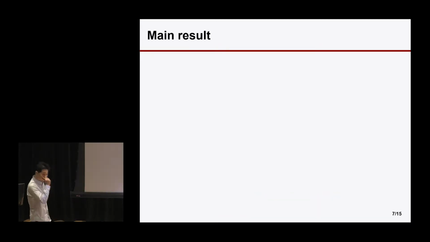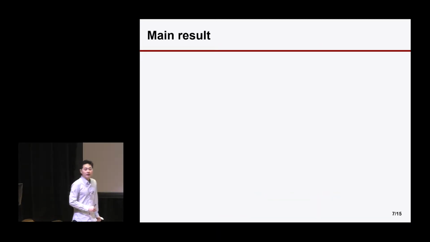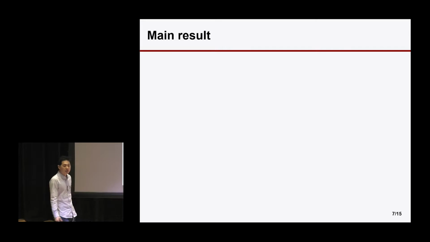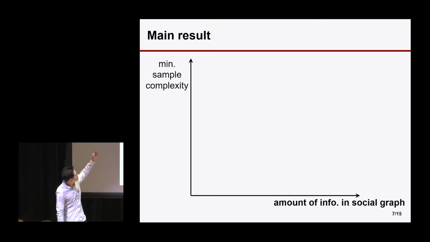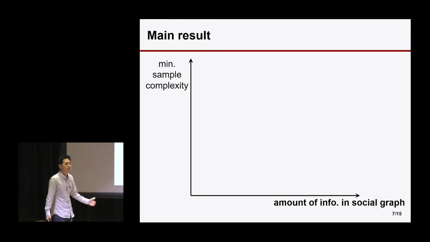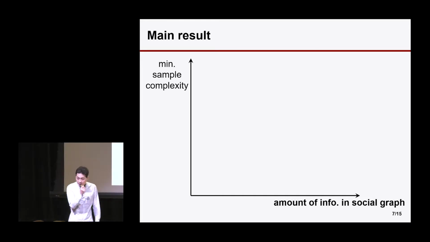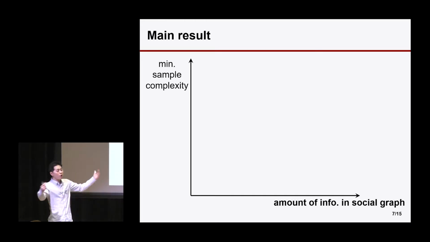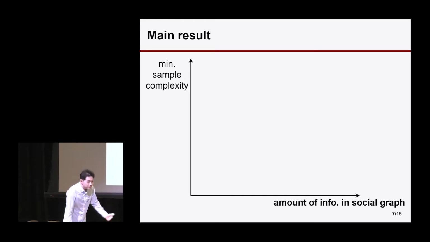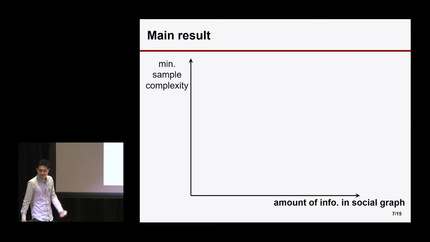Here's the main result. Remember that in this work, we wanted to quantify the gain of using side information, right? So for that, I'm going to present the sample complexity result as a function of the amount of information that can be offered by the social graph. Then you may wonder how can you quantify the amount of information in a social graph? So here is my choice, okay?